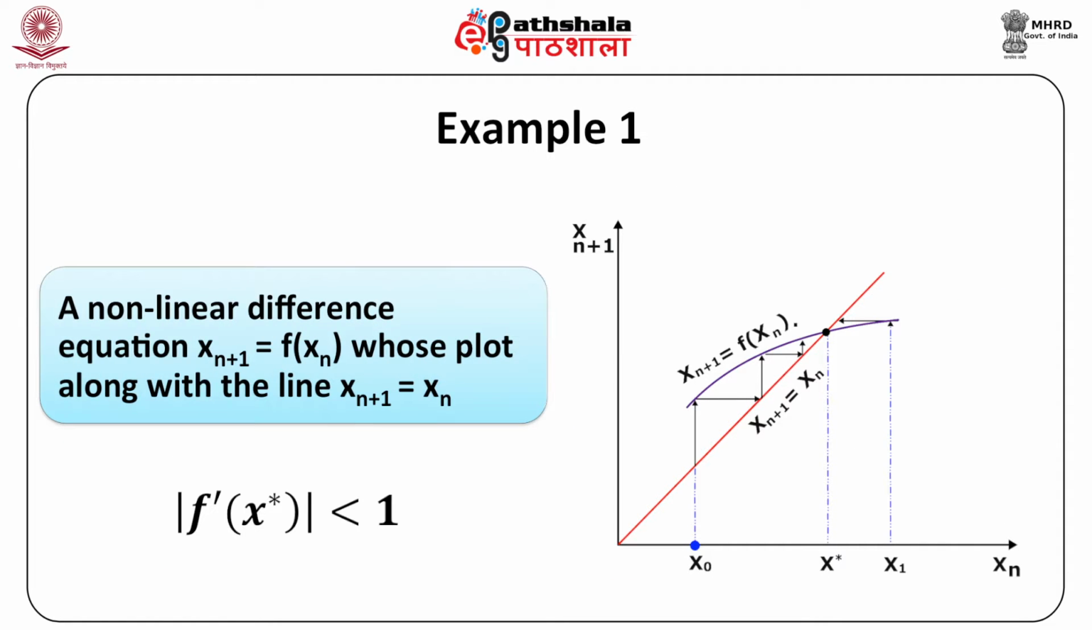Example 1. We consider a nonlinear difference equation x_{n+1} = f(x_n), whose plot along with the line x_{n+1} = x_n is shown by the following figure. Here |f'(x*)| is less than 1. Since the path traced vertically and horizontally from the arbitrary values x_0 and x_1 converges to the point x*, therefore x* is an asymptotically stable fixed point.